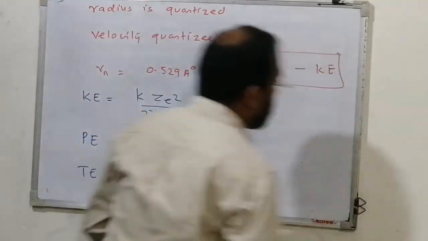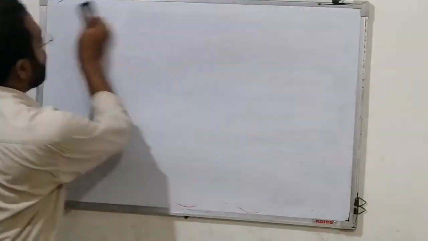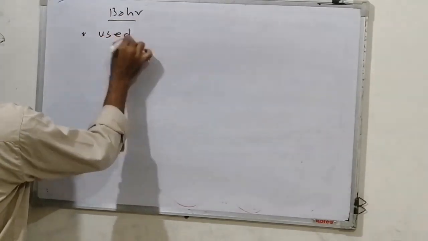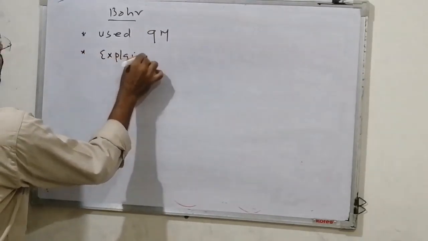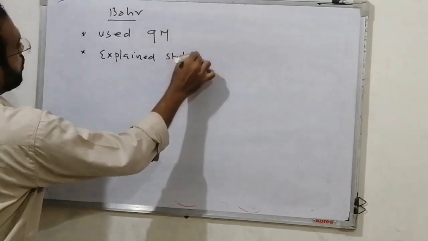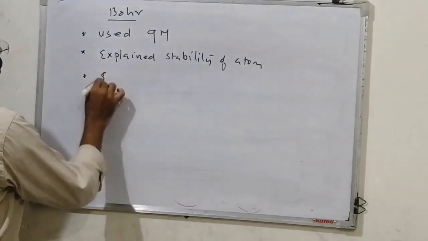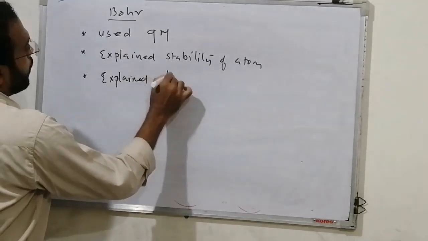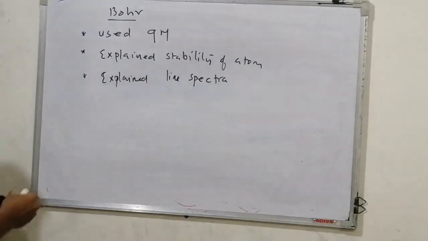Now, what are the merits of the Bohr model? The Bohr model used quantum mechanics, explained the stability of atom, and explained the line spectra of atoms.